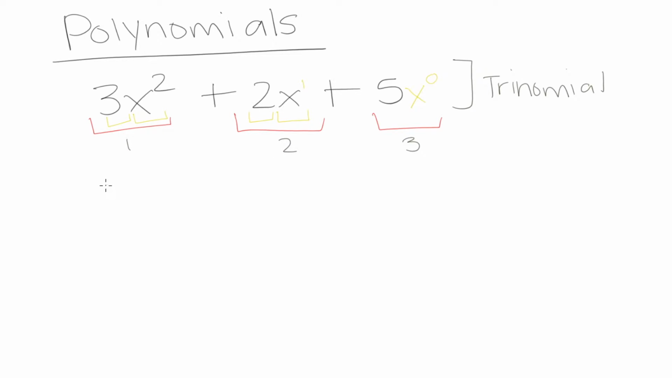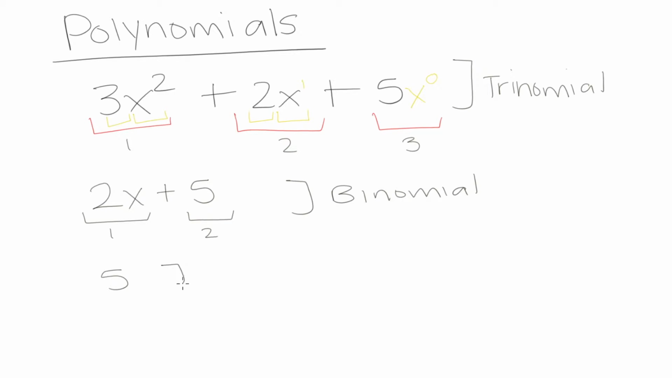We can have a binomial, and a binomial would be composed of 2 terms. So let's say we have 2x plus 5. Here is our first term, and here is our second term. So this would be a binomial. And similarly, let's say we have just the 5 by itself. This is considered a monomial because it has a single term.